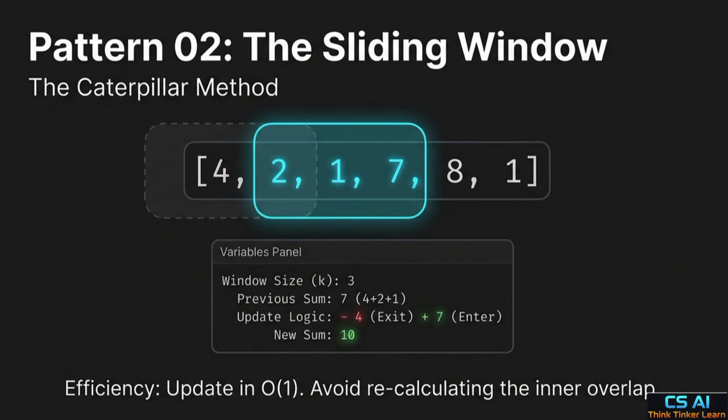This caterpillar method is incredibly efficient for finding maximum sums, smallest subarrays with a certain property, or longest substrings with unique characters. By avoiding redundant work and only focusing on the edges of the window, you can turn a slow nested loop into a high-speed linear pass through the data. It's all about maintaining a dynamic state as you move through the array.